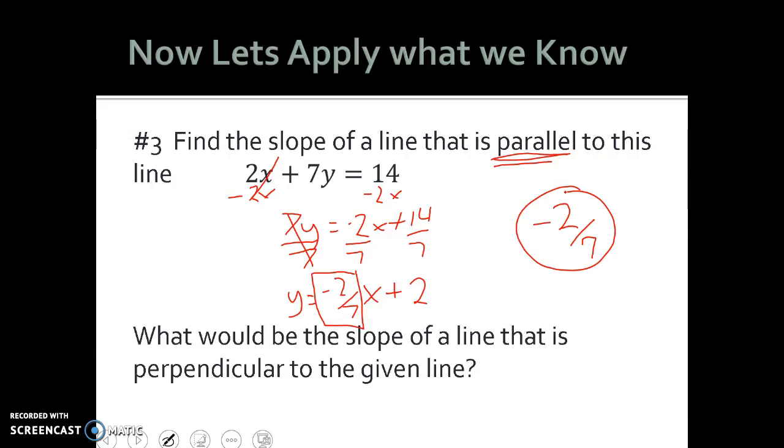So what would be the case if we were asking for the slope of a line that is perpendicular to the given line? Well, because this given line is -2/7, if we wanted to write an equation of a line that's perpendicular to this line, we would not use -2/7. We would flip it and make it 7/2. And because this one is negative, this one would be a positive 7/2. So again, parallel lines have the same slope. Perpendicular lines have opposite reciprocal slopes.